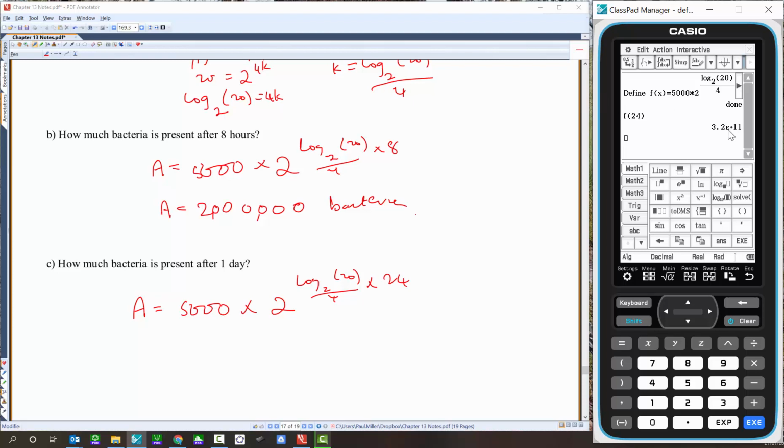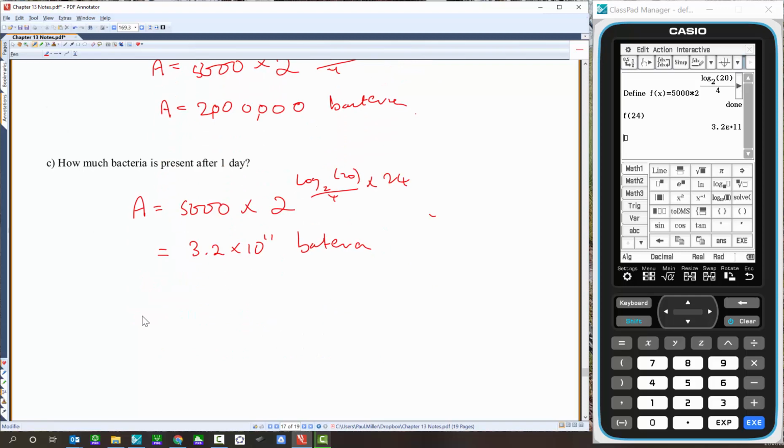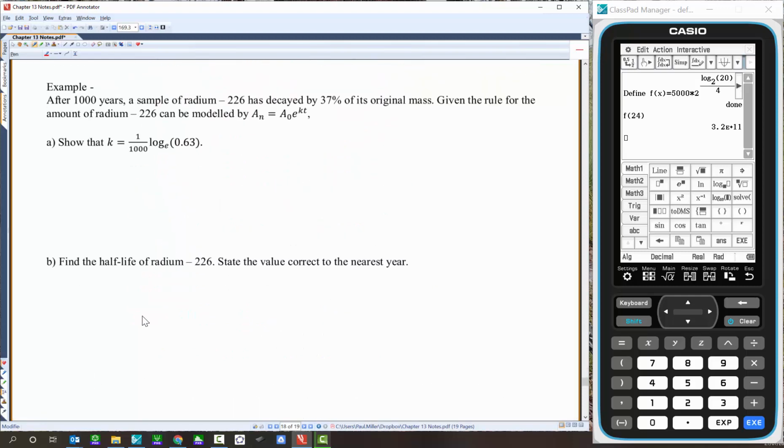Interesting. So this here would be lots of bacteria. In fact, it's 3.2. Now that E thing, you need to read that as 10 to the power of 11 bacteria. Okay, so that is going to move that decimal point a bucket load of places to the right. It's a number so big the calculator doesn't want to display the full version.